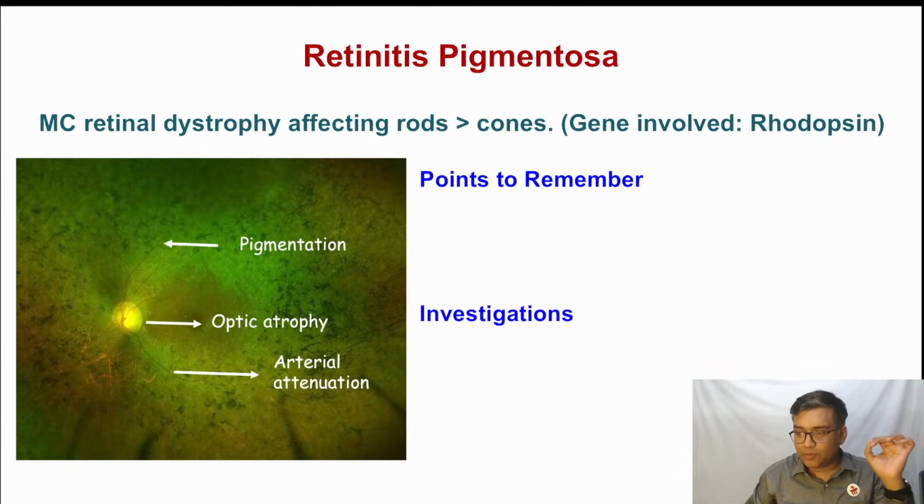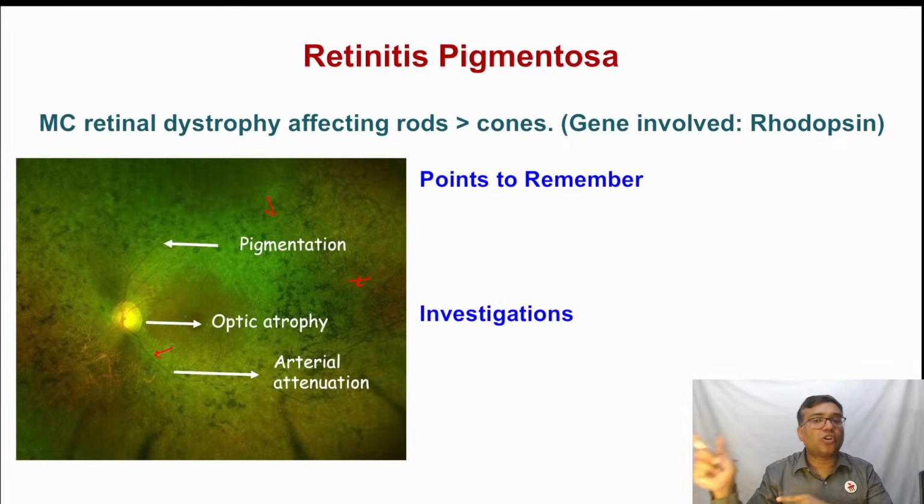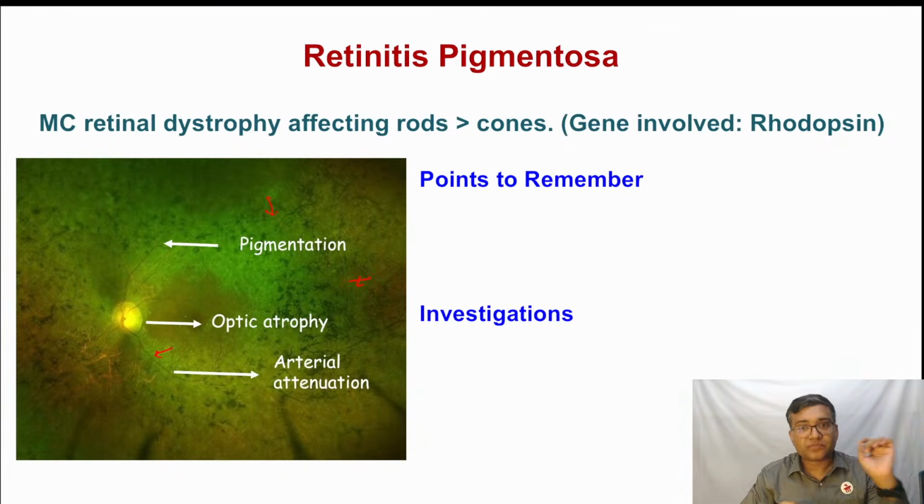Okay, so after this we move to our next image, where you can see pigmentation around the retina. There is a bony spicule pigmentation, there are attenuated arteries, and there is optic atrophy. If you see all these findings, this triad shows the patient is having retinitis pigmentosa, which is the most common retinal dystrophy. Remember, retinitis pigmentosa can affect both types of your photoreceptors. First it affects your rods, and then your cones would be affected, and the gene involved would be the rhodopsin gene.